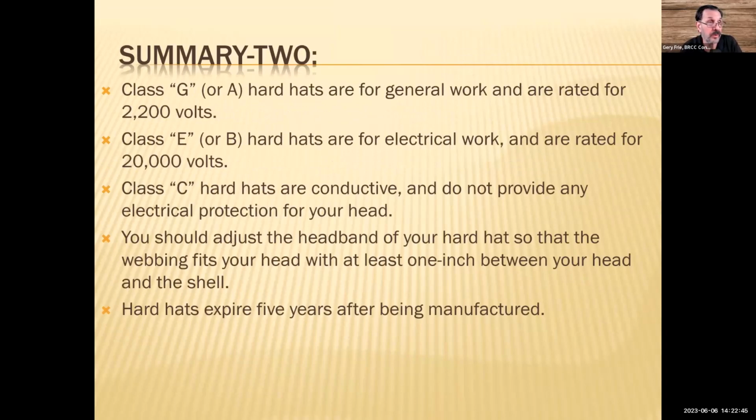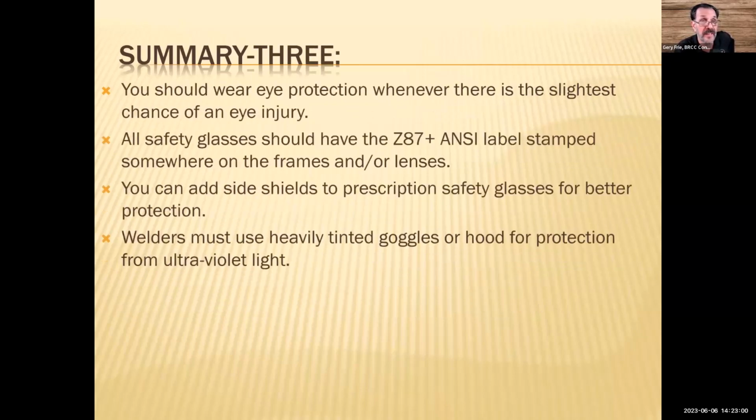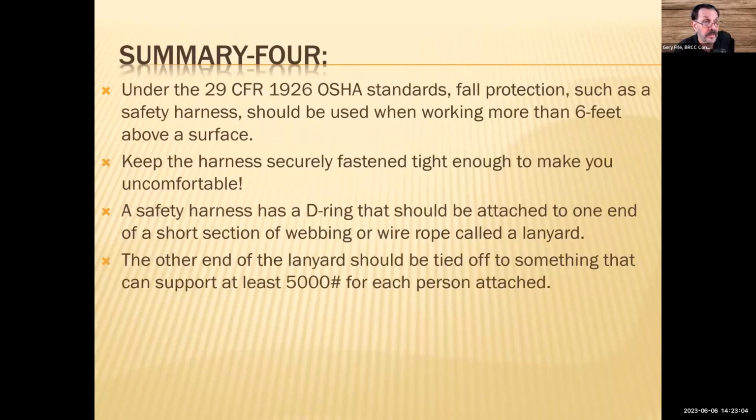All these categories. Oh, and knowing that class G, E, and C, what they stand for, as far as protection hard hats: G for general work, E for electrical work, C for a conductive hard hat. Those kinds of things. The Z87, make sure you know that number. And the safety harness has a D-ring that should be attached to one end of a short section of webbing or wire rope called a lanyard.